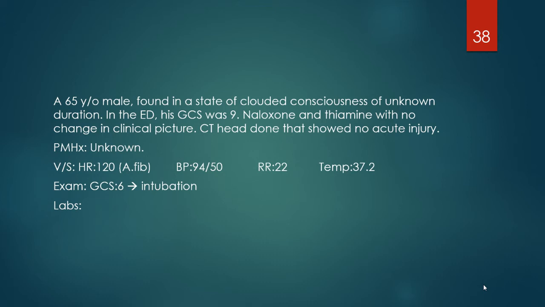Another case. 65-year-old male found in a state of clouded consciousness of unknown duration. In the ED, GCS was 9. Given naloxone and thiamine with no change in clinical picture. CT was done and showed no acute injury. Unknown past medical history. Heart rate 120, in AFib. Blood pressure 94/50, respiratory rate 22, temperature 37.2. Later in his exam, GCS went to 6. They intubated him for airway protection.